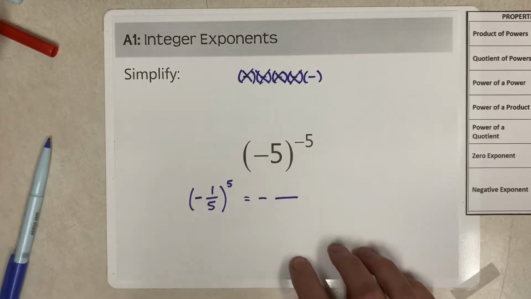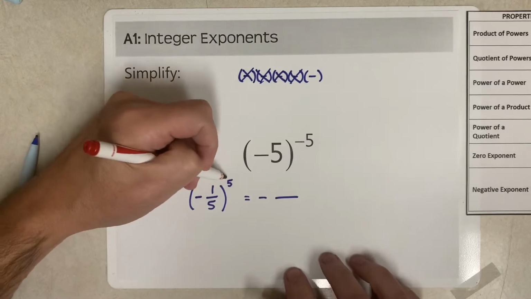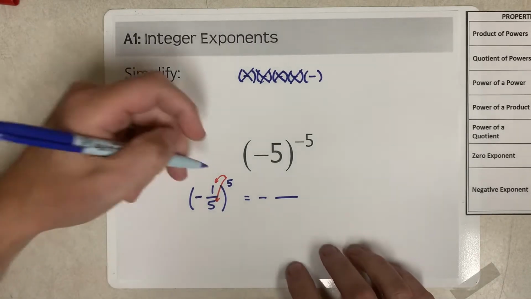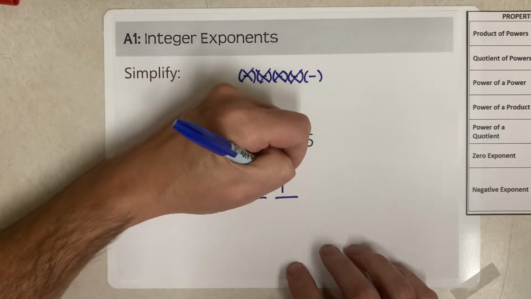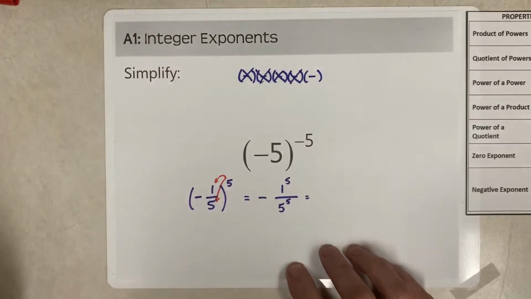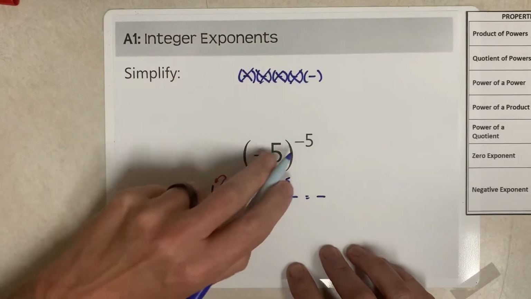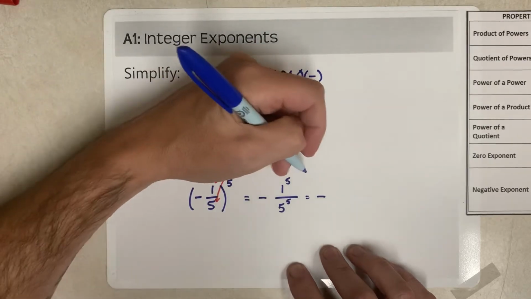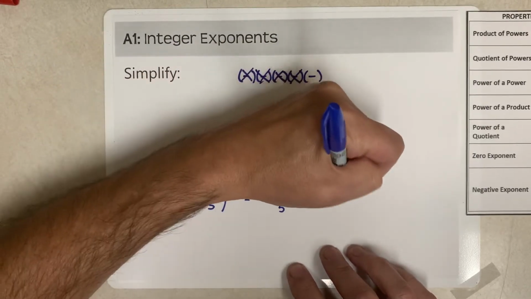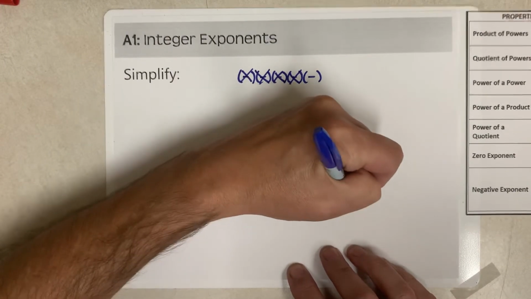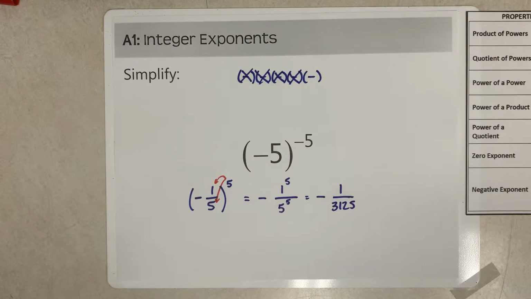Now I'm going to go ahead and use my property that says I can distribute that 5 to both of those. And that's, again, called my power of a quotient property. So I'm going to get 1 to the 5th over 5 to the 5th. Okay, so it's still negative. And the negative exponent didn't make it negative. The fact that that's an odd number made it negative. All right, so now we have negative. 1 to the 5th is 1. And 5 to the 5th is 3125. And now -1/3125 is my final answer.